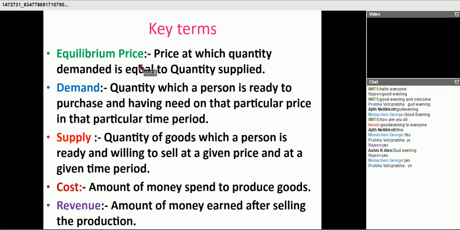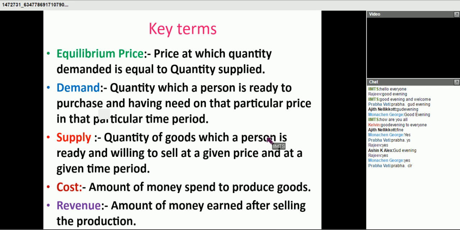Alright, so what is the equilibrium price? It is the price at which the quantity demanded is equal to the quantity supplied. Then what is demand? It is the quantity which a person is ready to purchase and has need of at that particular price in that particular time period. Like, there's another related term, that is desire. I think you already know the difference between demand and desire.